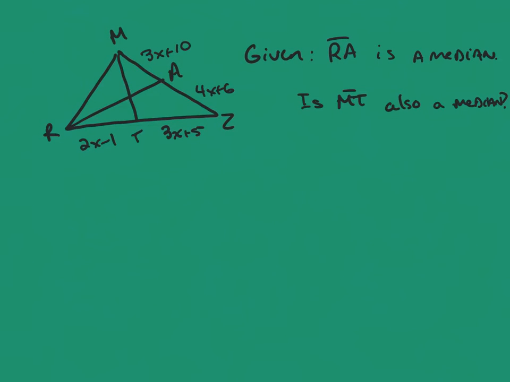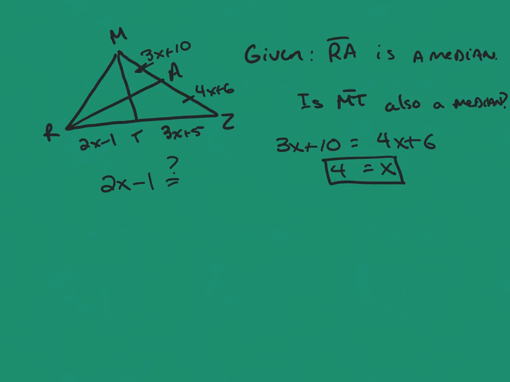All right, well, to do that, we're going to need to set up an equation. And since we know that RA is a median, these two segments, 3x plus 10 and 4x plus 6, must be equal because we know that a median divides a segment into two congruent parts. So let's solve for x, and when we do that, we get x equals 4. Now, in order to determine whether MT is also a median, we need to see, is 2x minus 1 equal to 3x plus 5?